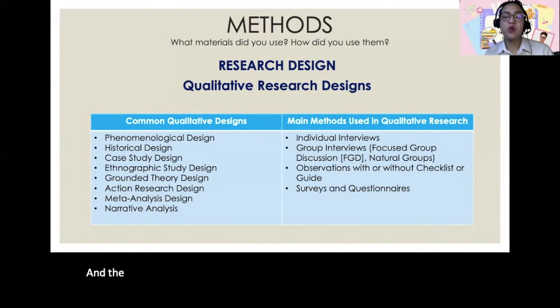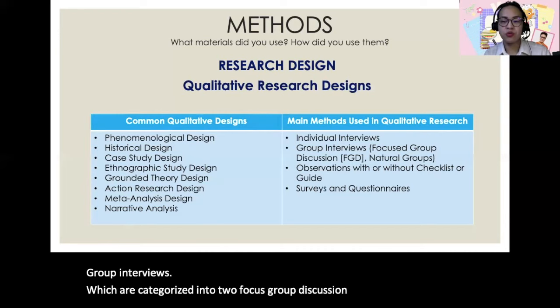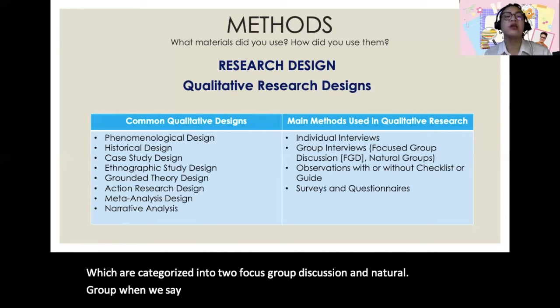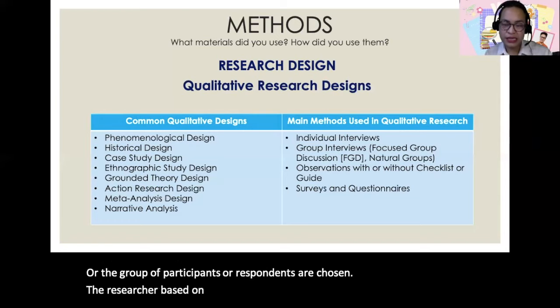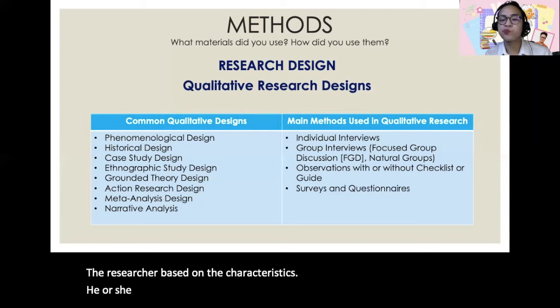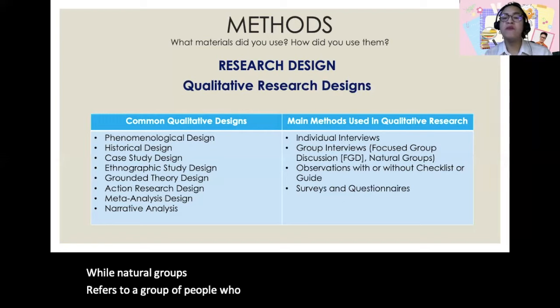And the main methods used in qualitative research, we have individual interviews, group interviews, which are categorized into two: focus group discussion and natural group. When we say focus group discussion, the group of participants or respondents are chosen by the researcher based on the characteristics he or she set. While natural groups refers to group of people who are independently existing.